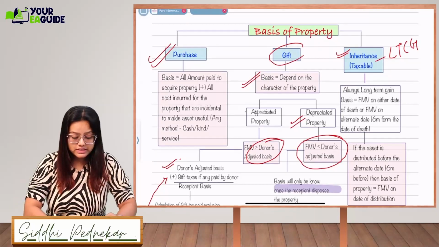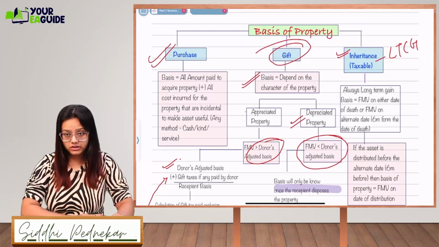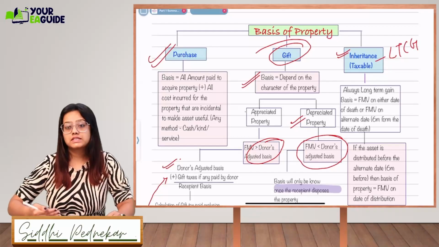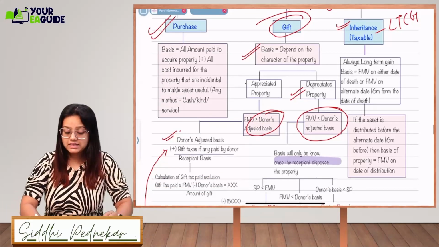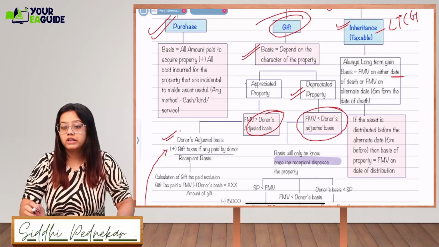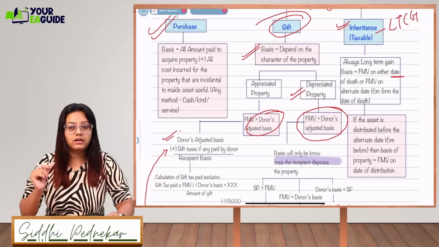See, if you received it as a gift, there is a totally different calculation. If you receive it in the form of inheritance, it will always be called long term. The basis will be the FMV on the date of death. On the date of death, directly take the FMV.